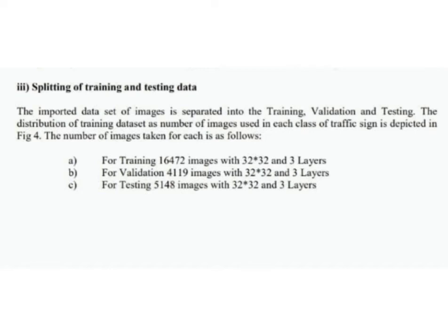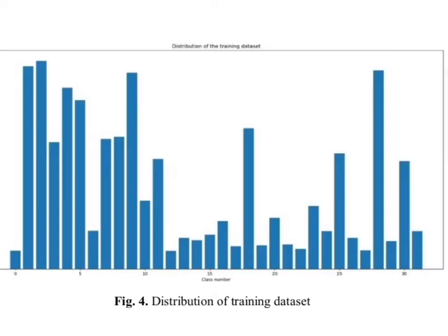Splitting of training and testing data. The imported data set of images is separated into training, validation, and testing. The distribution of the training dataset shows the number of images used in each class of traffic sign. For training, we took 16,472 images with 32 by 32 pixels and 3 layers, which is RGB. For validation, we took 4,119 images with 32 pixels and 3 layers. For testing, we took 5,148 images with 32 by 32 pixels and 3 layers.